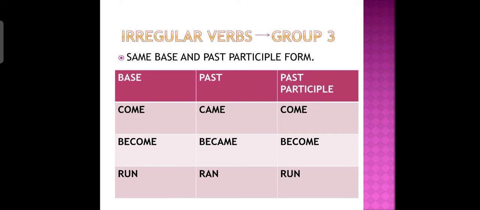Next is irregular verb forms group 3. We have the same base form and past participle form, only the past tense form is different. Come, came, come; become, became, become; run, ran, run.